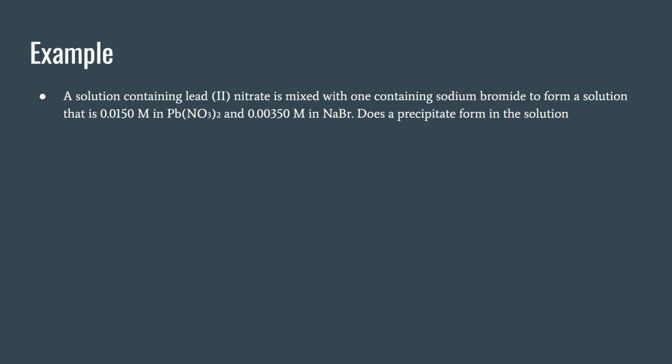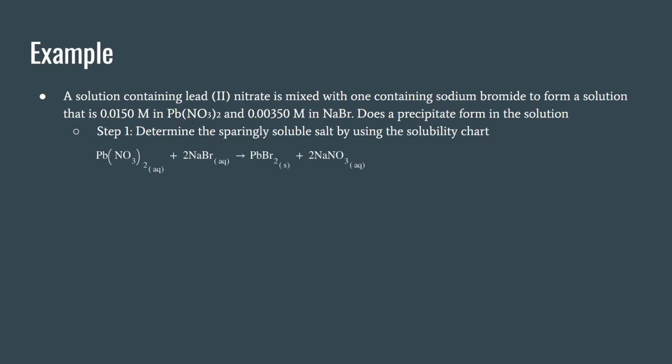Say that you were given a question: a solution containing lead-2 nitrate is mixed with one containing sodium bromide to form a solution that is 0.015 molar in PbNO3 and 0.0035 molar in NaBr. Does a precipitate form in the solution? So first, we write out the ionic equation for this question. You should know how to do this. If you do not know how to do this, go back to grade 11.